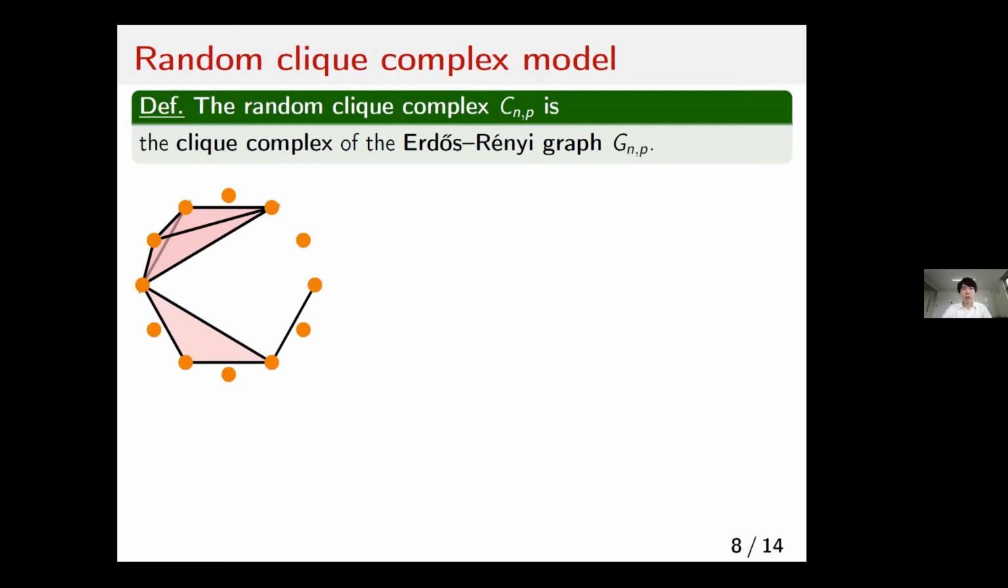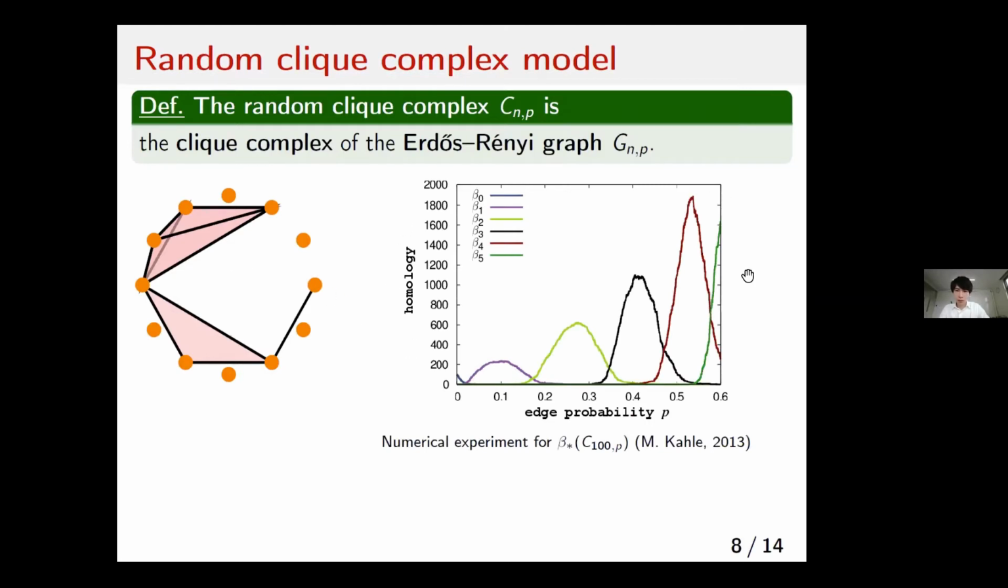So what I'd like to remark here is that the Betti number is no longer monotonic. As you can see from this numerical experiment, each dimensional Betti number behaves almost unimodally, except in the case of 0-dimensional, corresponding to this blue line. So this unimodality comes from the competitive relationship between the effect of creating cycles and that of filling them.